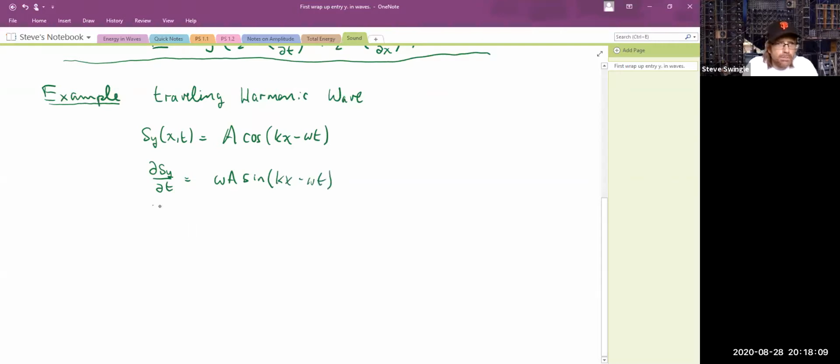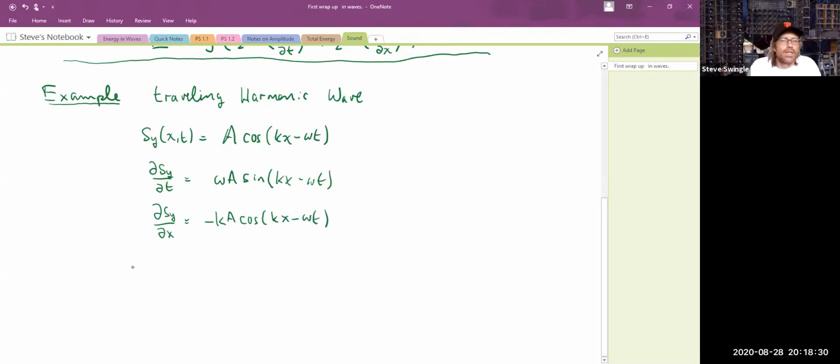And then the slope, so your derivative of cosine is going to give you a minus sign. The chain rule in this case will give you a plus k. So I'm going to have minus k A cosine kx minus omega t.